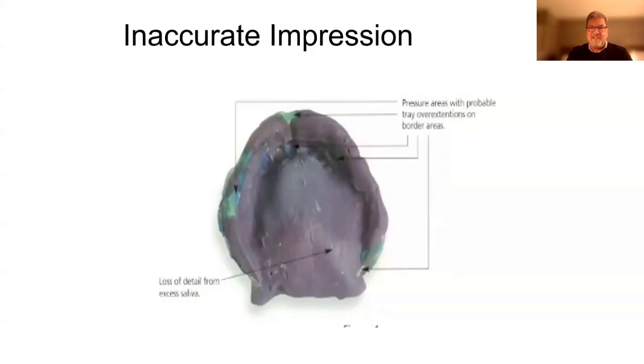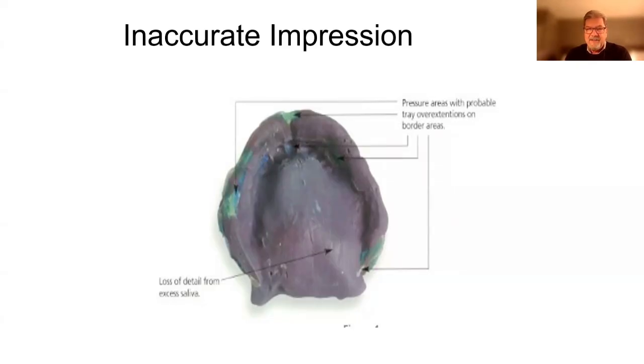So let's take a look at this inaccurate impression here. We have lost detail from excess saliva, and pressure areas from overextension of the tray. You can see those light blue areas showing through. When I look at this impression, after doing all these dentures all these years, I'm saying to myself, this is going to be a problem. I see some compression even on the papilla here, so it's going to be a problem with sore spots.